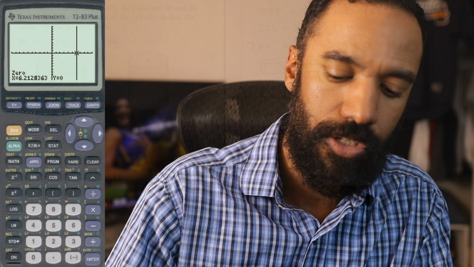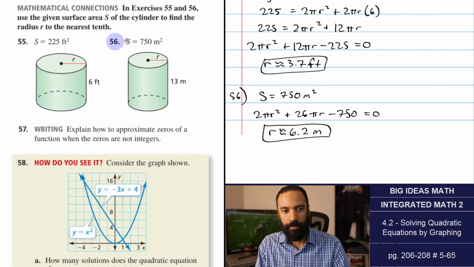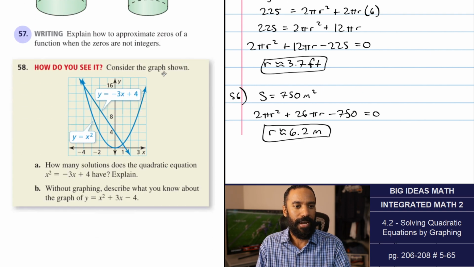6.21. So around 6.2. R is around 6.2 meters. In this case, they're talking about meters on these guys here. So that should be the answer for that guy there on number 56. Kind of nearly almost done.